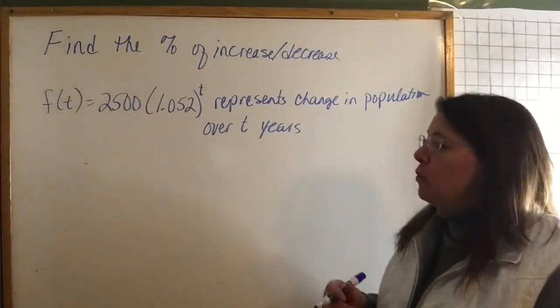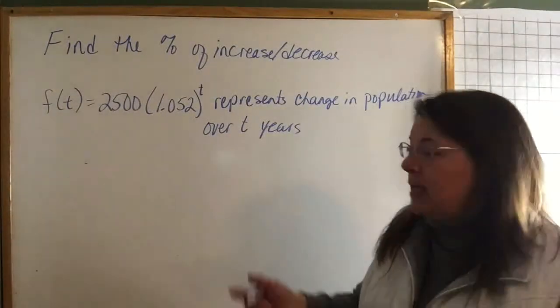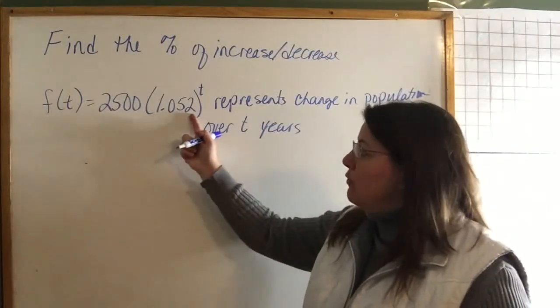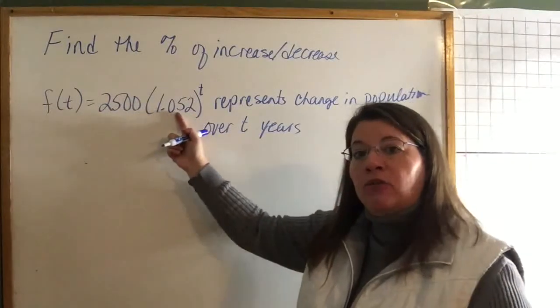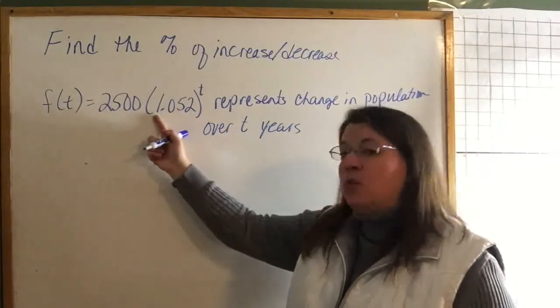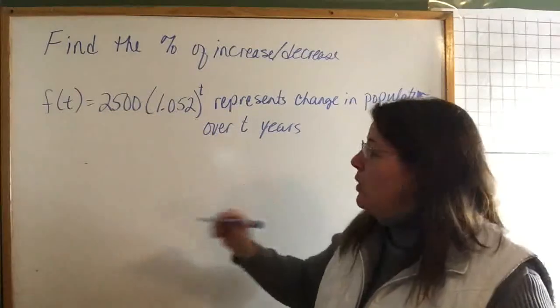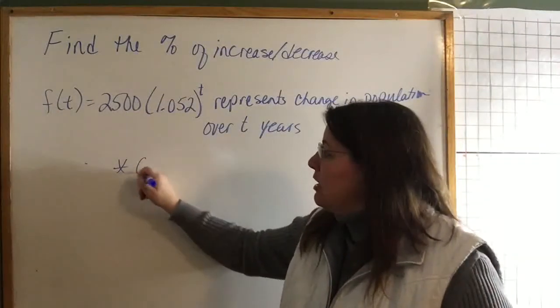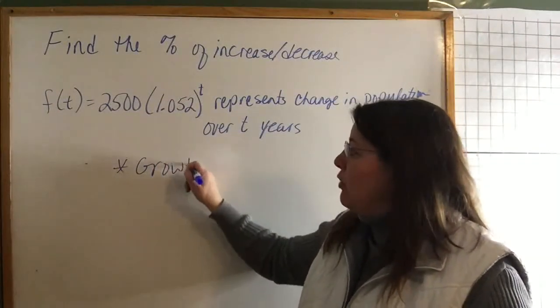Now, we can determine whether this is increasing or decreasing based on our B value. Remember, if B is above 1, it's a growth. If it's between 0 and 1, it's a decay. In this case, this would be a growth problem. So we know that the population here is growing. This is a growth problem.